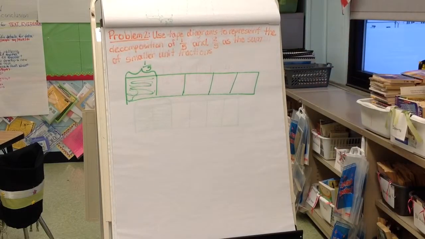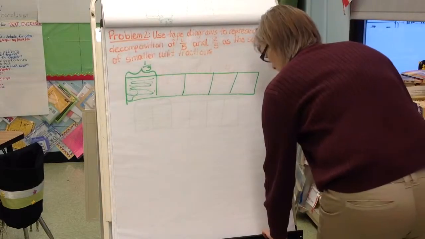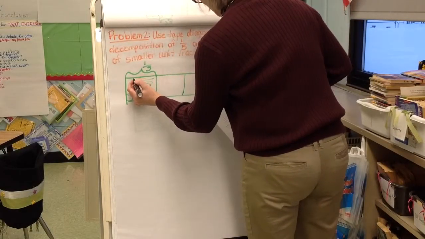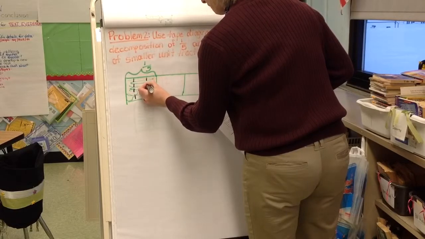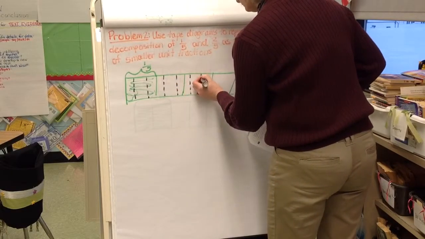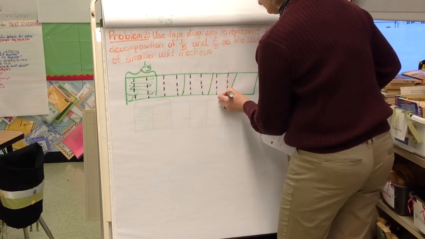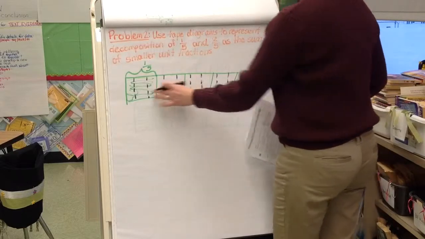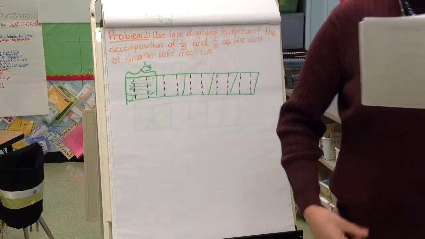Okay, second problem. We are going to use tape diagrams to represent the decomposition of 1/5 and 2/5 as the sum of smaller unit fractions. Okay, so here's what we're going to do. We have a tape diagram. We have 1/5 shaded. Now we're going to decompose each of the fifths into 3 equal parts. Okay, so each fifth is now 3 equal parts. Okay, there are now 15 parts.